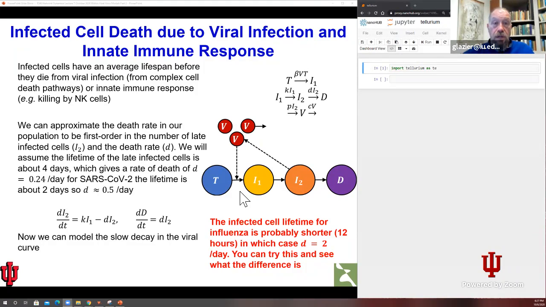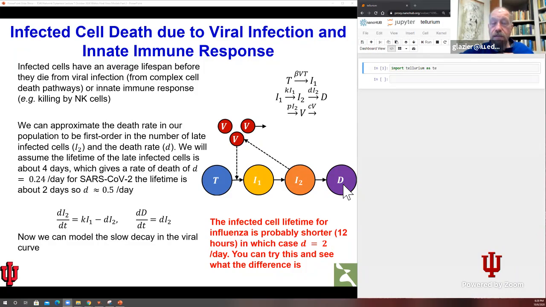And so we're going to model that in a very simple way to begin with, which is that our I2 cells, our infected cells, die. And the higher the rate at which our I2 cells die, the less each infected cell can produce virus. That means effectively a smaller R naught, because I2 goes to D is like I goes to R in our SIR model. And so the faster that happens, the less infection we get overall.